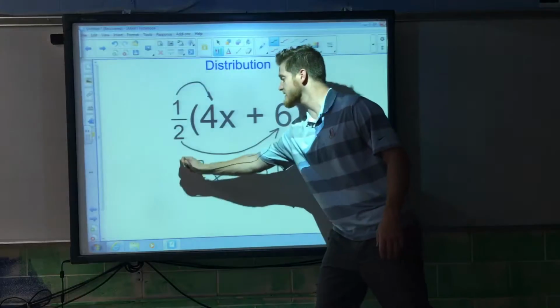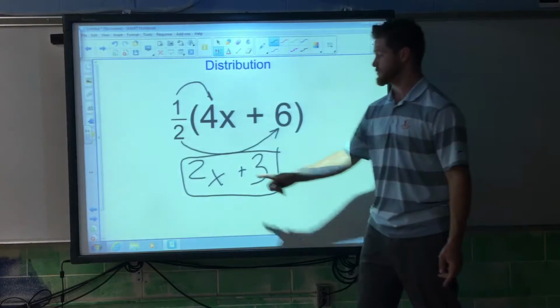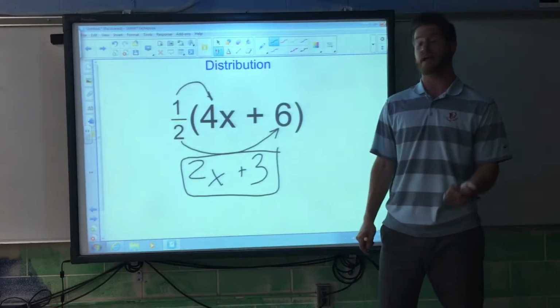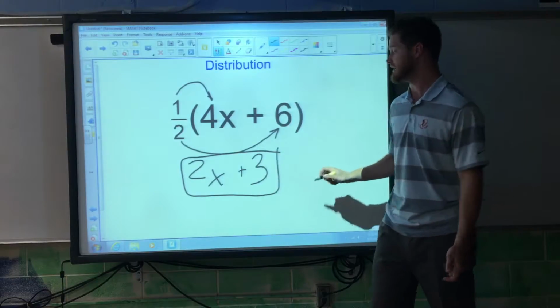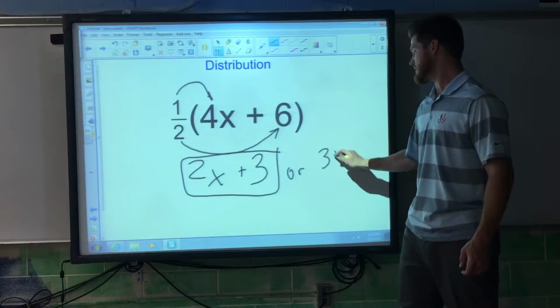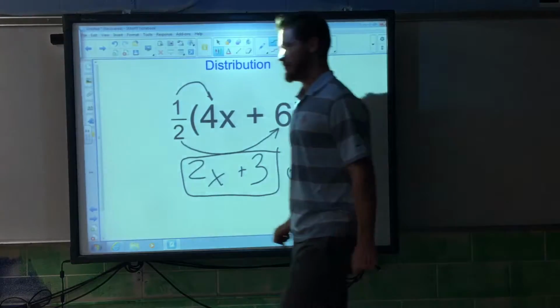Can you combine these terms? Nope, because one has an x and one doesn't. So your final answer is 2x plus 3 or 3 plus 2x, both correct.